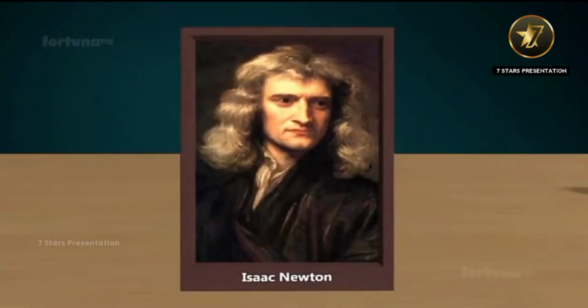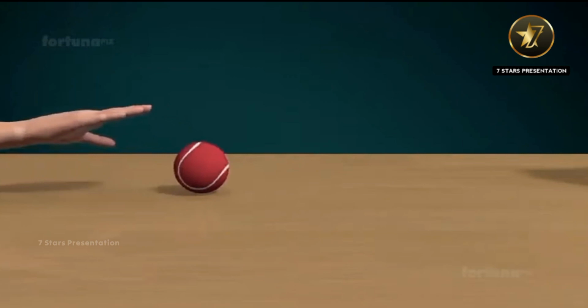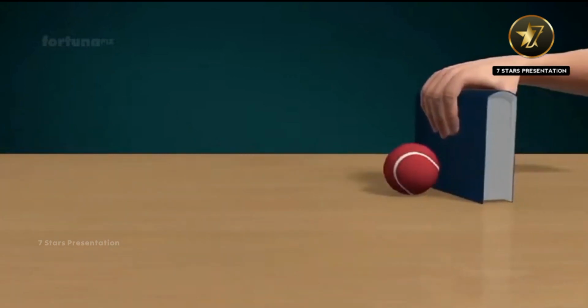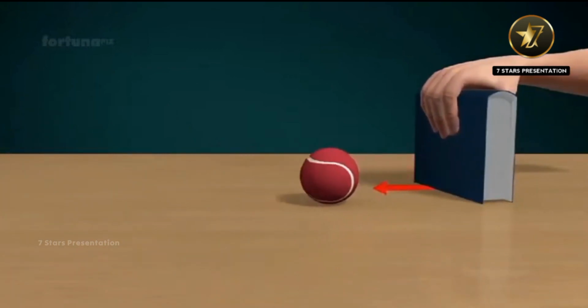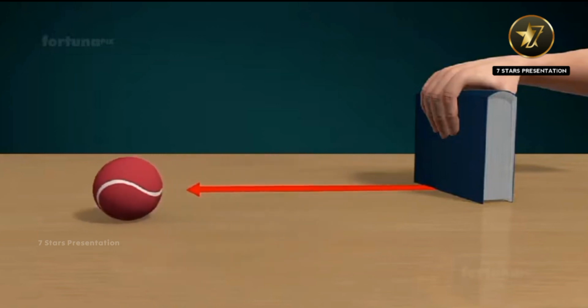Sir Isaac Newton, an English scientist, proposed 3 laws of motion that help us understand how objects behave when they are at rest, or when they move, or when force acts on them. For this session, our focus will be on Newton's third law of motion.